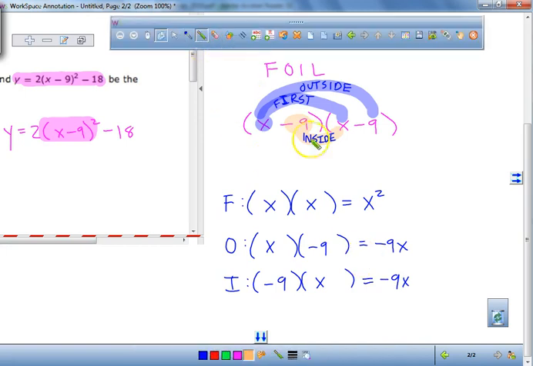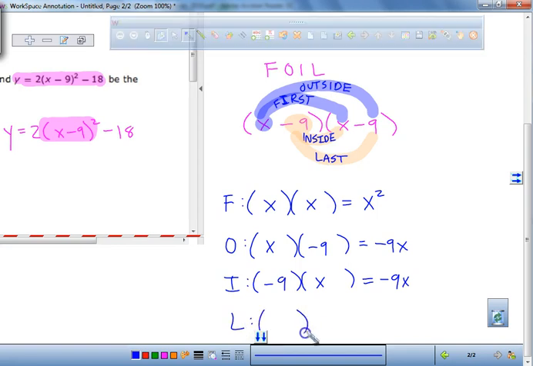And then finally, the last thing we do is we multiply the last terms, which are these. These are the terms that are the very last. Go ahead and say it together. Negative 9 times what? Negative 9. When you multiply those together, you get 81.